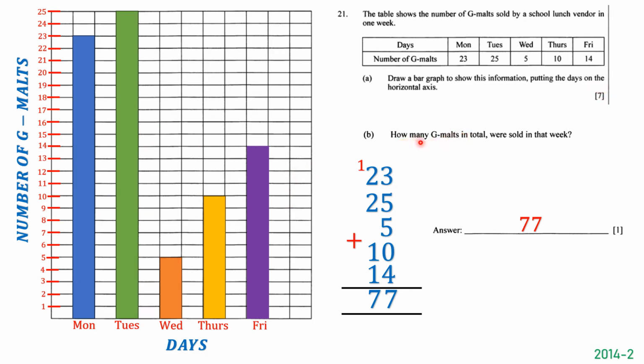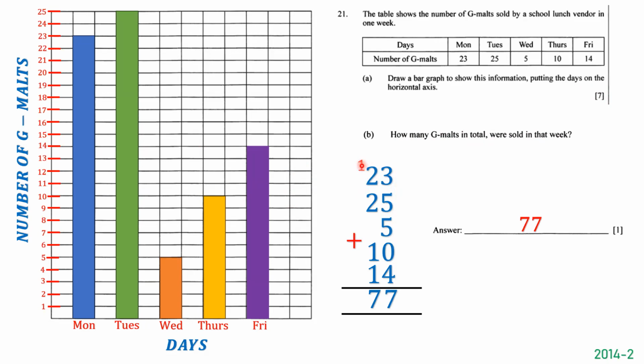The next question is how many GMALTs in total were sold that week? So we have to add 23 plus 25 plus 5 plus 10 plus 14. We know that 5 plus 3 is 8. And then 8 plus 5, that's going to be 8, 9, 10, 11, 12, 13. And 13 plus 4 is definitely 17. Put the 7 down, put the 1 up.